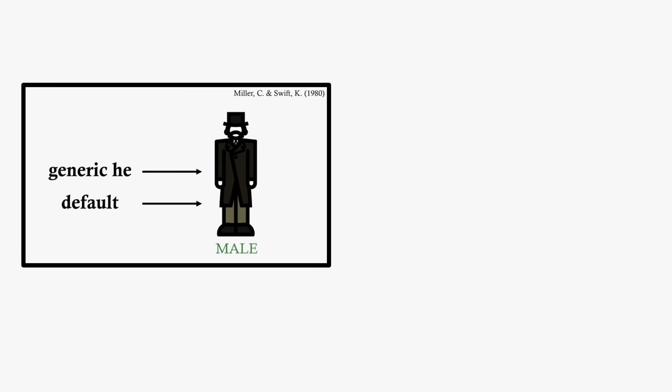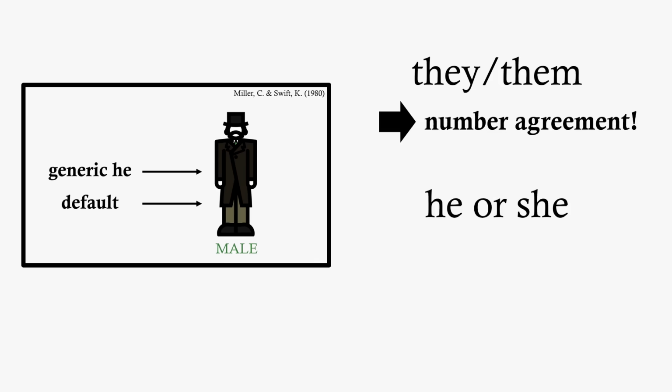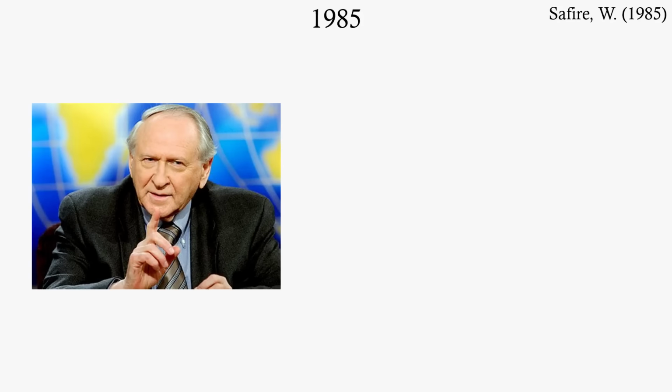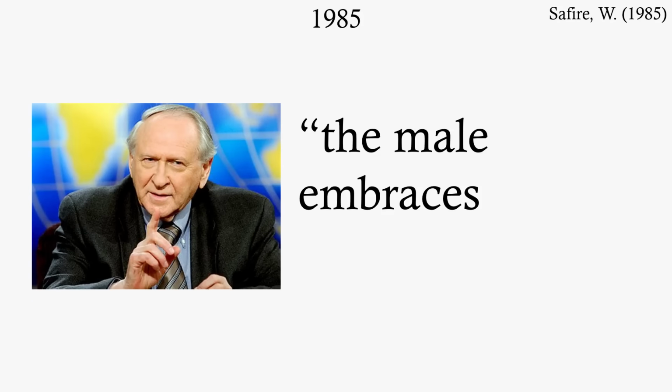Despite this, the generic he continued to be advocated for by grammarians in the coming centuries because singular they violated number agreement and he or she was too clunky. Even in 1985, language columnists were arguing for it with the phrase, "the male embraces the female."